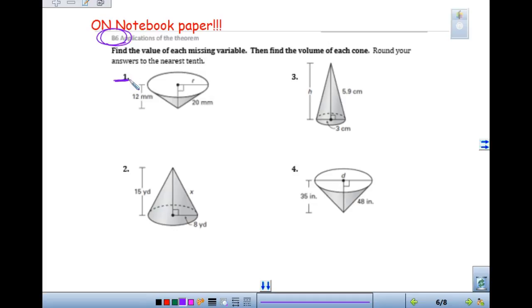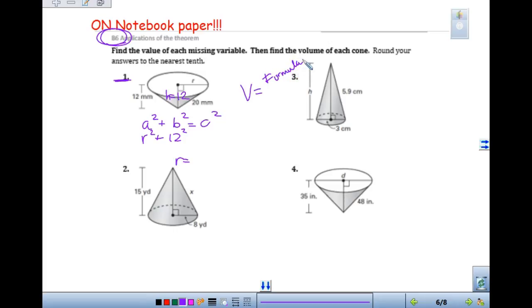When you write number 1 on your paper, what do we need to find first? It says find each of the missing variables. We need R. What do we know? We know that our height is 12, and this side of the right triangle is 20. So I have to start with the Pythagorean theorem, right? A squared plus B squared equals C squared, and I might put R squared plus 12 squared, right? When I'm done and I find what R equals, then on my notebook paper, I have to put the volume formula first, and then I have to solve.